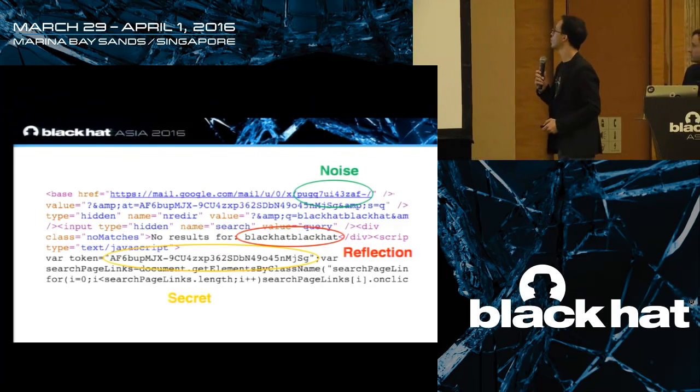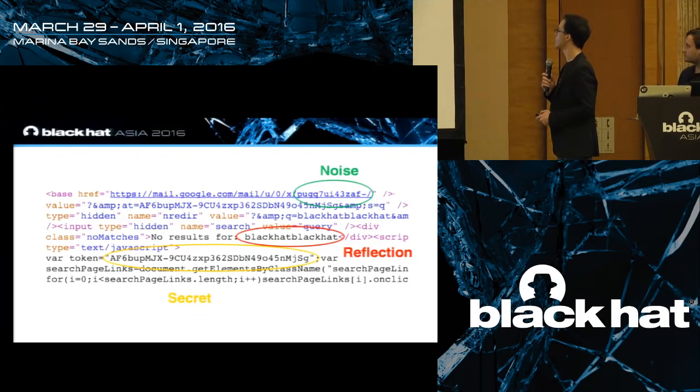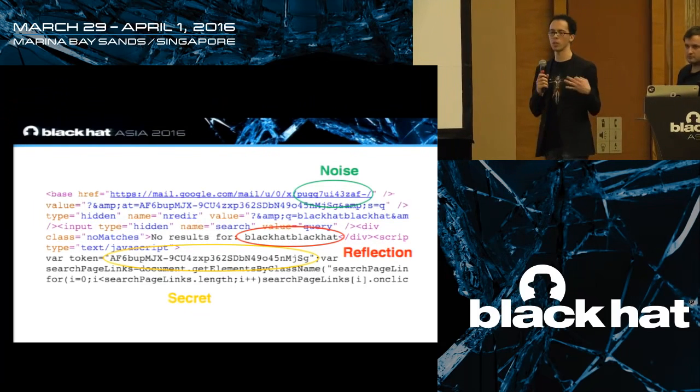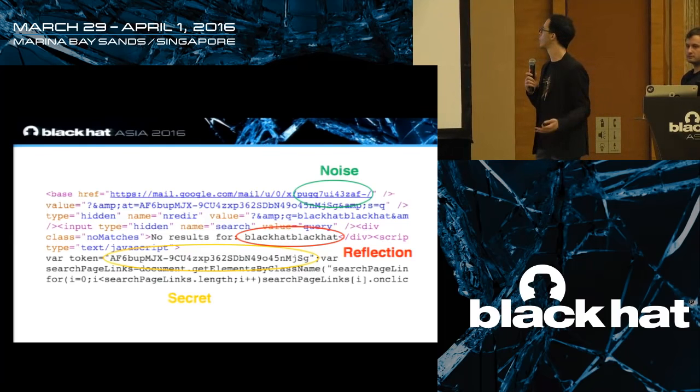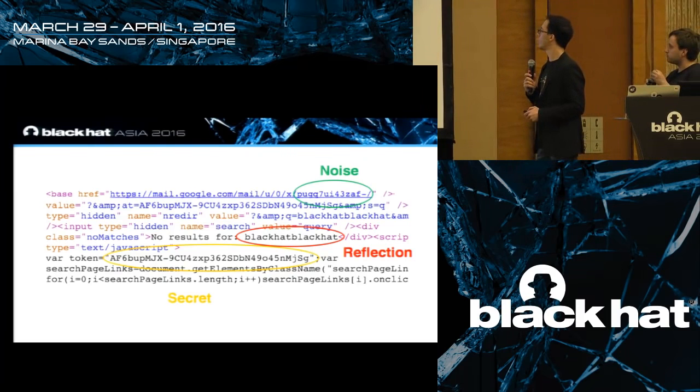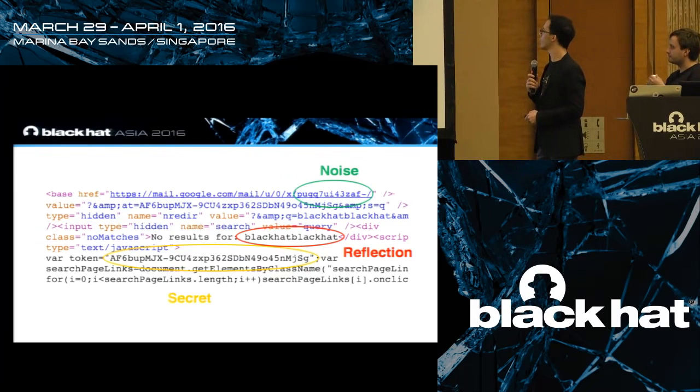We see such a response. In this case, we have some noise, and the noise is this token here. This token is randomly generated per request, so we cannot control it. We also have our reflection. This here is our search parameter, and also we have the token, which is the secret.